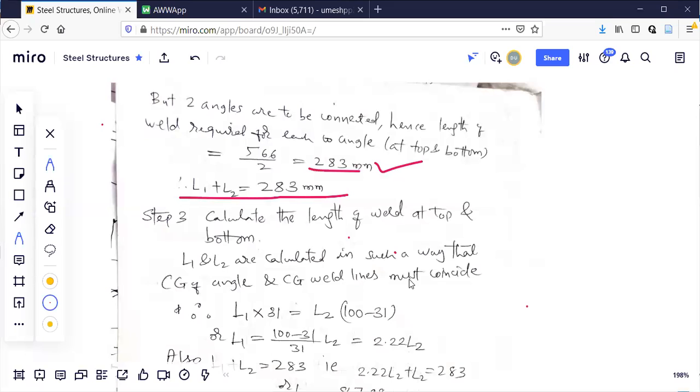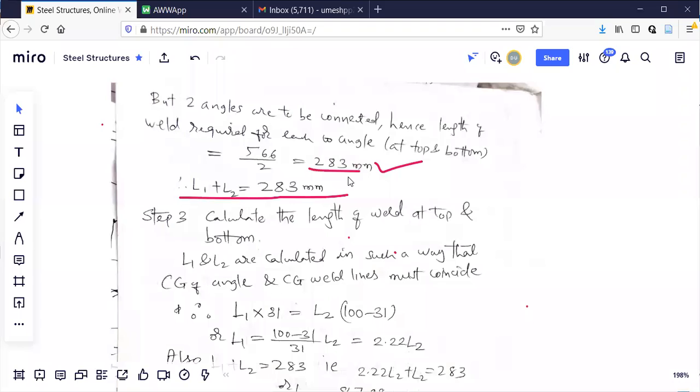That's all. Okay, now observe this step 3, the last step. Carefully observe this last step. What I have done is calculate 566, the total length of weld required to resist 400 kilonewton of axial force. Out of this 566, for one angle I will use half of this length. So per angle the length of weld is 283 mm.